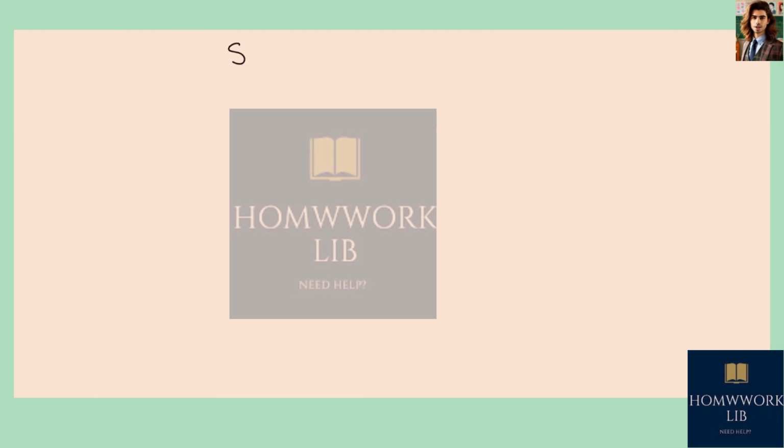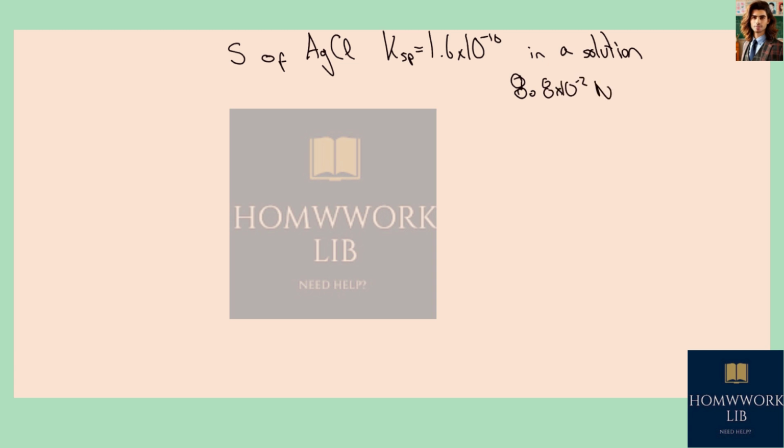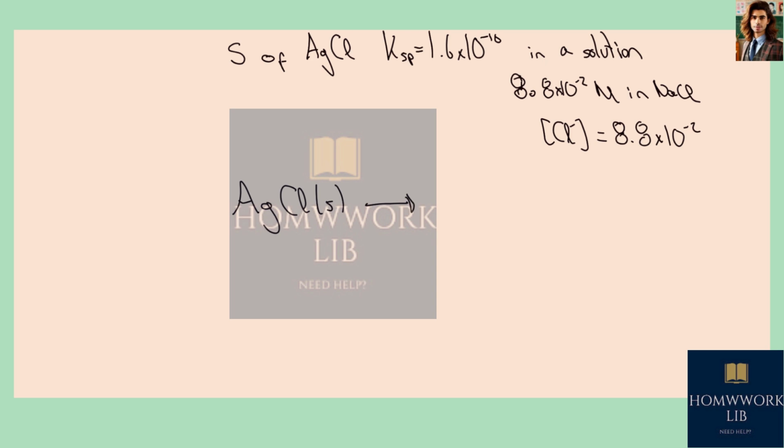So over here we're asked what is going to be the solubility of AgCl, which is going to have a solubility product constant equal to 1.6 times 10 to the minus 10, in a solution which is going to be 8.8 times 10 to the minus 2 molar in sodium chloride. That means that the concentration of the chlorine ion in solution is going to be equal to 8.8 times 10 to the minus 2. So, in this case, the reaction that we're going to consider is going to be the dissolution of the solid going into silver plus Cl minus.